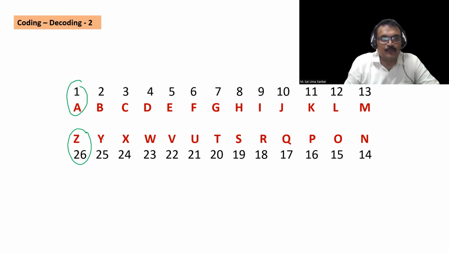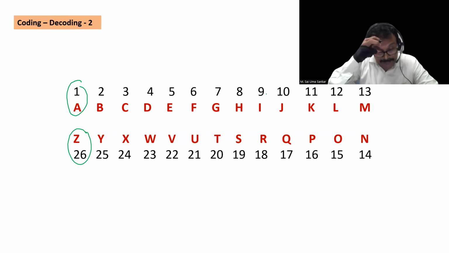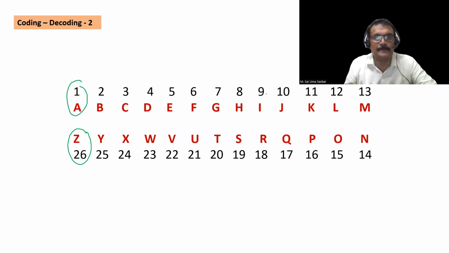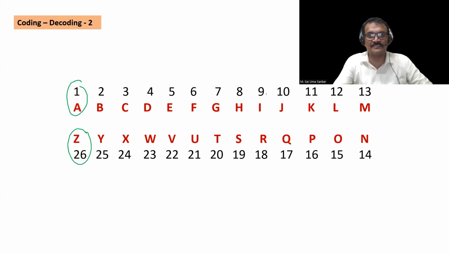The sum of B and Y's place value is equal to 27. If you take any pair, AZ, BY, CX, DW, EV, FU, GT, HS, if you take any pair, the sum of place values is equal to 27. Okay, keep in your mind. So based on this logic, you will solve all the questions, and it is very easy compared to the coding decoding concept one. Okay, let's move to the first question.